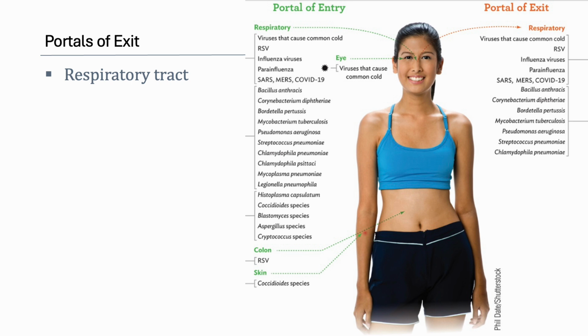So next is the portal of exit for the respiratory tract, and it is simply out through your nose, the respiratory tract. Viruses that exit through here are viruses like the common cold, RSV, influenza virus, parainfluenza, like I said before, SARS, MERS, COVID-19, Bacillus anthracis, and all those other ones. And the portal of exit is just how the pathogen exits or leaves the reservoir.